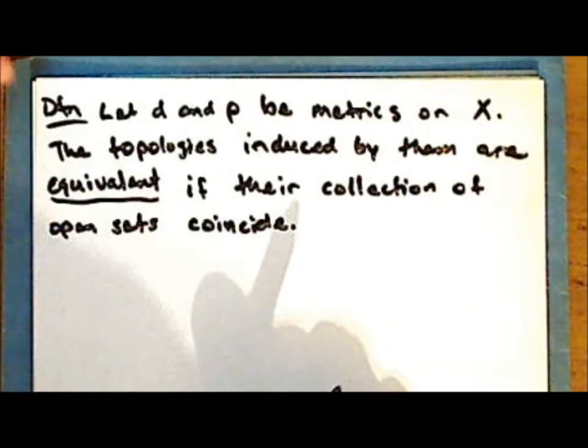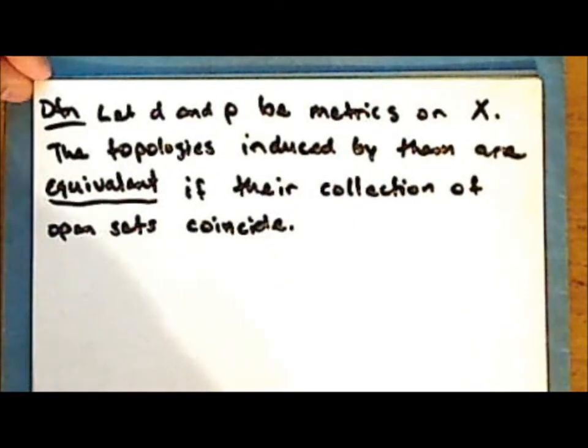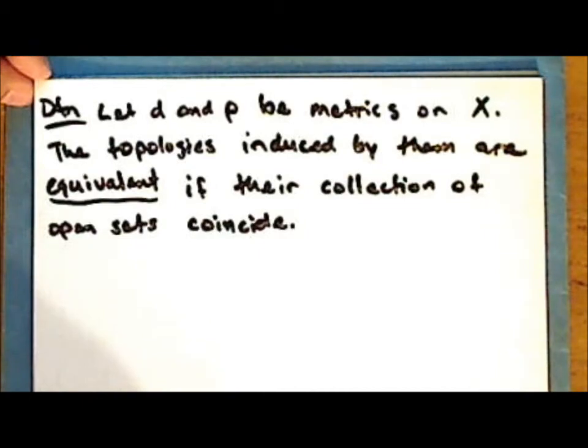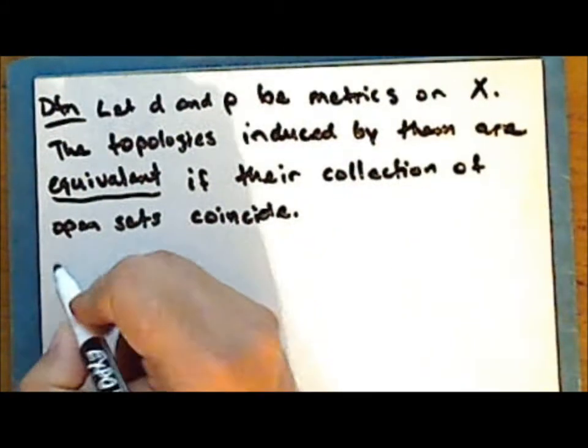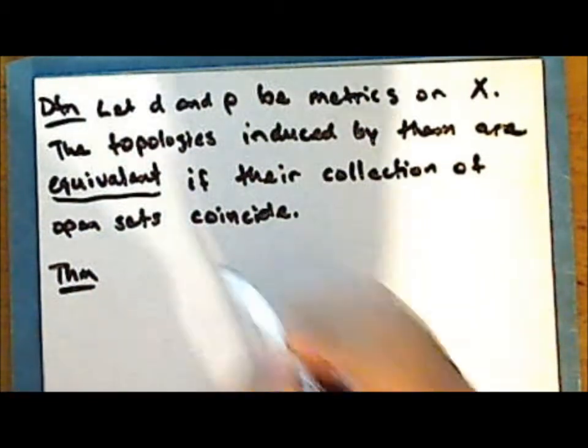Given any topological space X, there may be more than one set of basis elements. What we're saying here is that given two metrics on a given set X, the topologies induced by them are equivalent if their collection of open sets coincide. In other words, the topology is the same, but the basis elements may be somewhat different. All right. So now we'll prove a theorem.